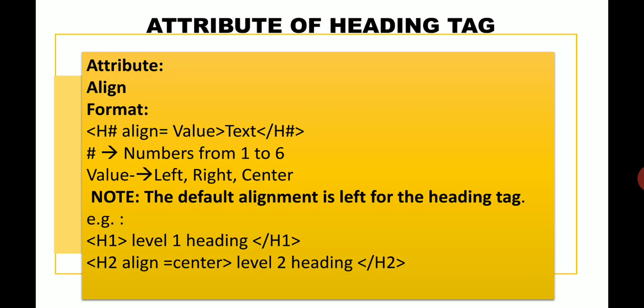Attribute is align, means where do you want the heading to be, left side, right side, or in center. So the format of writing will be like, for example, I am using H1, so I will write H1 align equals to value. Your value will be either left, right, or center, and whatever text you want to give as heading, and close H1 or whichever heading tag you have used. Here you need to note something. The default alignment is left for the heading tag.